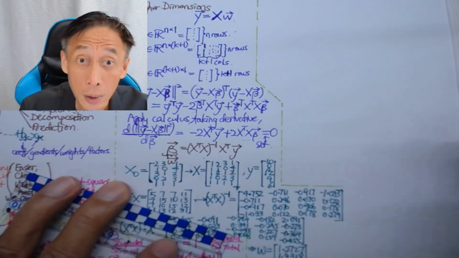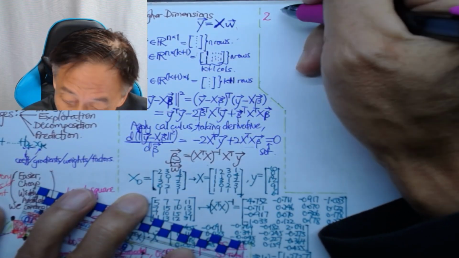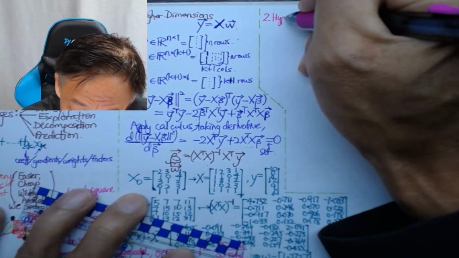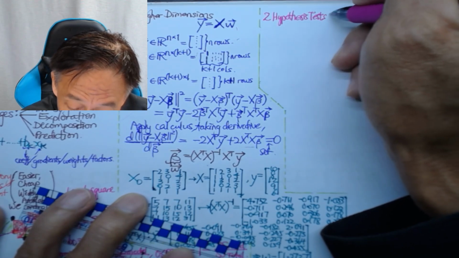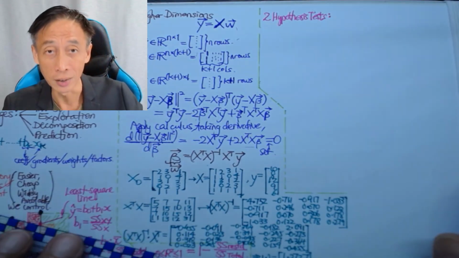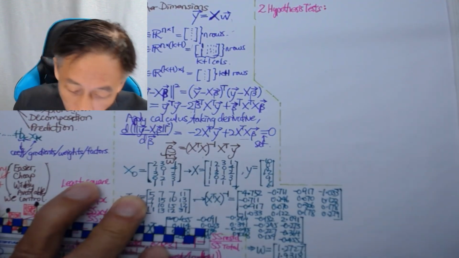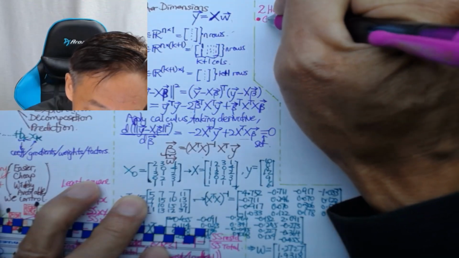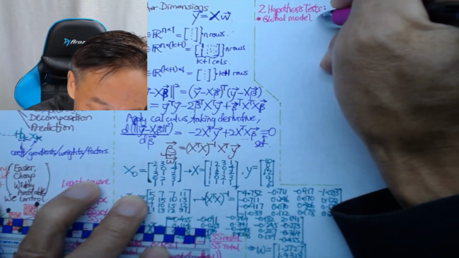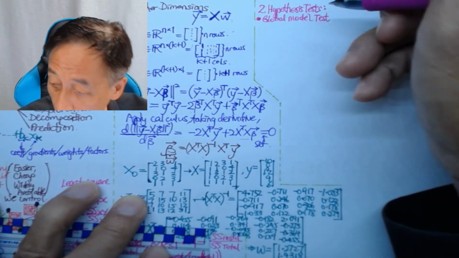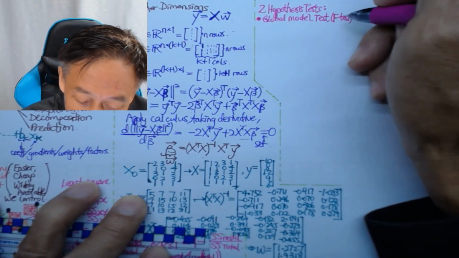Okay, so there are two sets of hypothesis tests. I'll just write them as two hypothesis tests that are very important for all multiple linear regression exercises. Exercise means the steps that we have gone through. One is the global model test. Is the model significant or not? So it's an F test. Is the model significant or not?